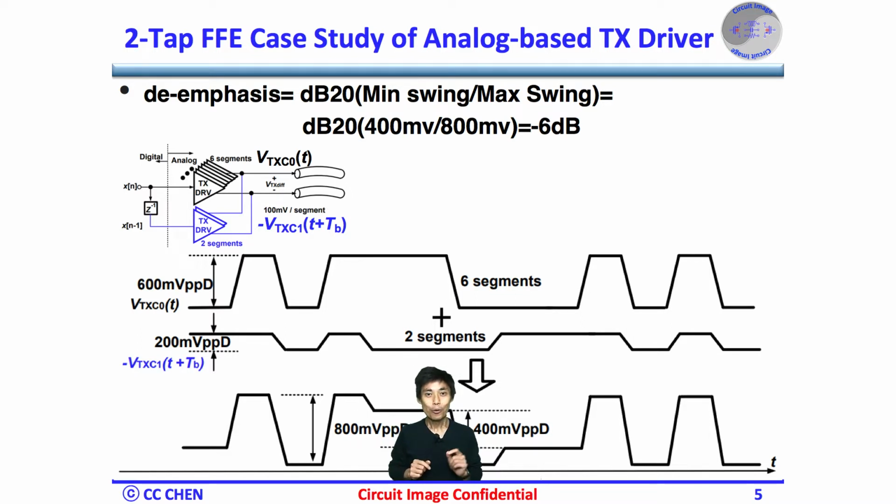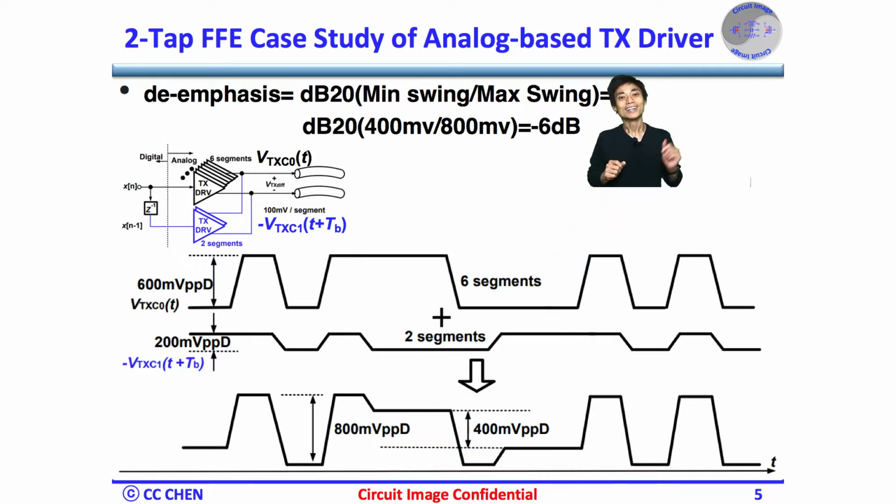In this case, we will have a maximum swing at the clock pattern, high frequency, and a minimum swing at the long-run pattern, low frequency, which matches the inverse of the channel's frequency response and achieves the equalization properly. Another standard check of the de-emphasis level is 400 mV divided by 800 mV, which is 0.5, or minus 6 dB, the swing ratio between the low frequency and high frequency.